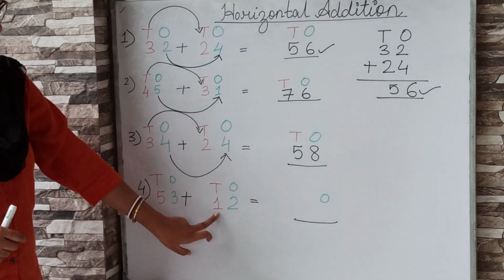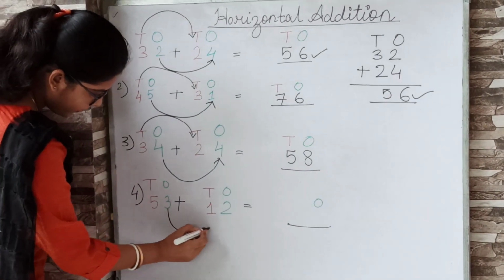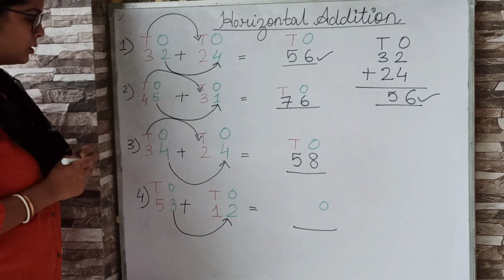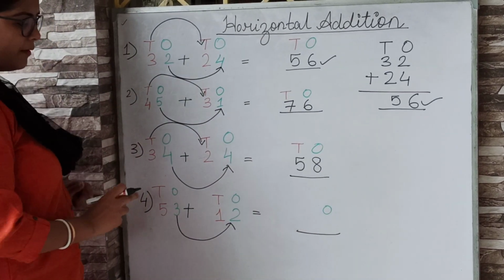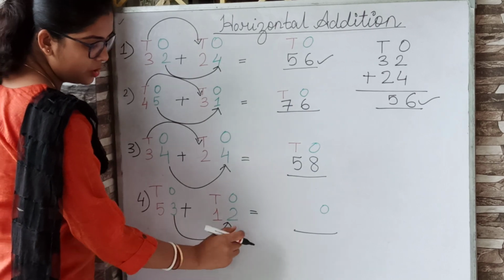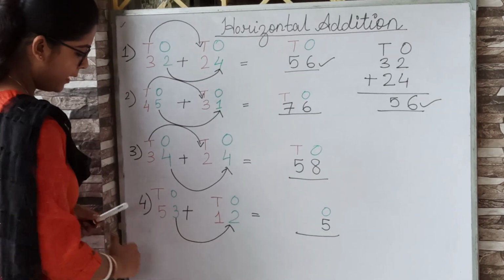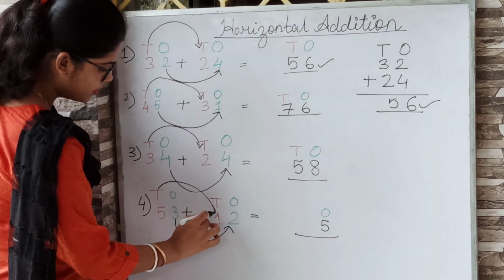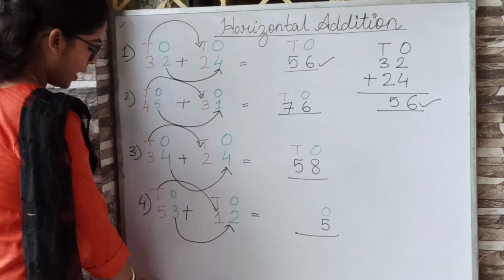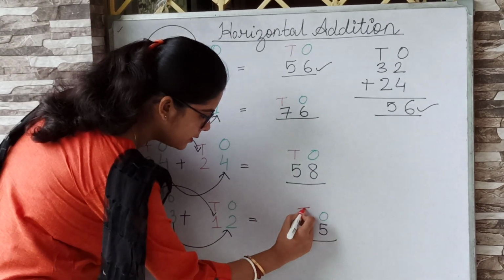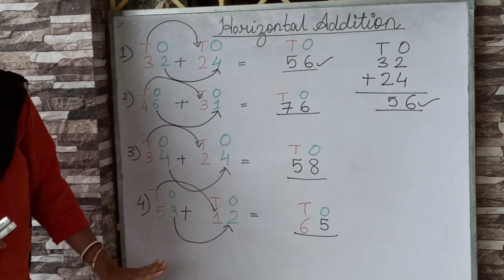53 plus 12. Again the same process. 3 plus 2. How much? 3, after 3 count 2: 4, 5. So I will write the answer of the ones digits addition in the place of ones only, and then 5 plus 1. After 5, one more is 6. So I will write the answer 6 in the place of tens. These 4 examples are clear, students?